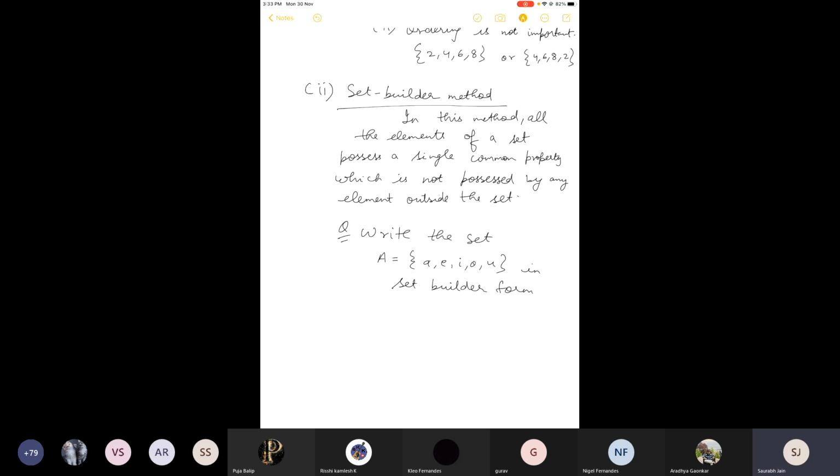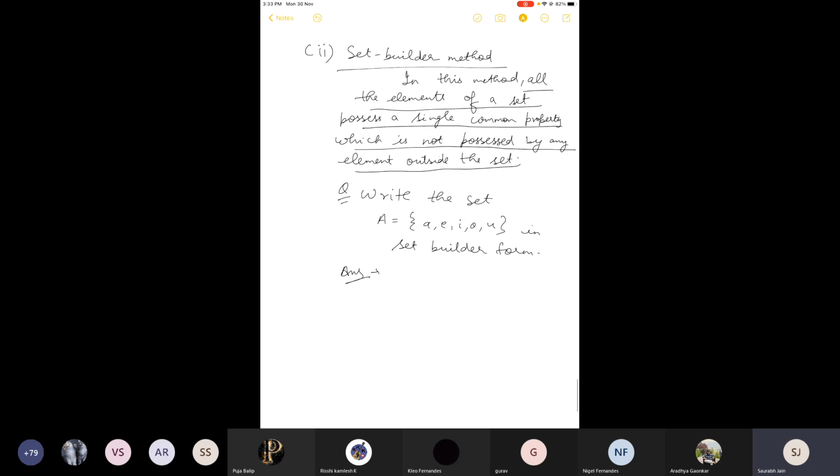So basically, you are given the roster form of the set and you are supposed to write it in the set builder form. In this method, all the elements of a set possess a single common property which is not possessed by any element outside the set. I have one question for you. Can you tell me what is that common property possessed by these elements in the given set which is not possessed by any other element? What is that common property? They are vowels.